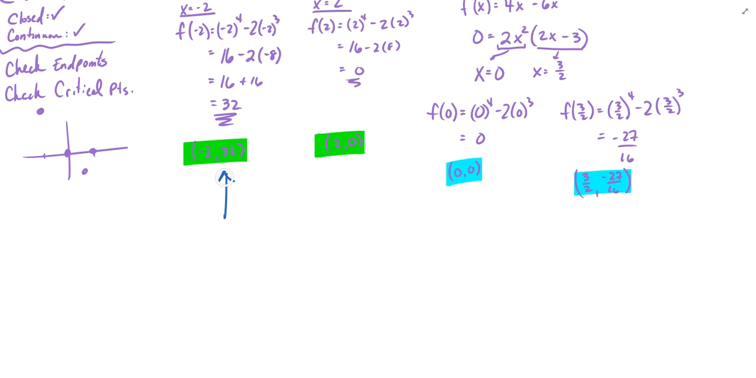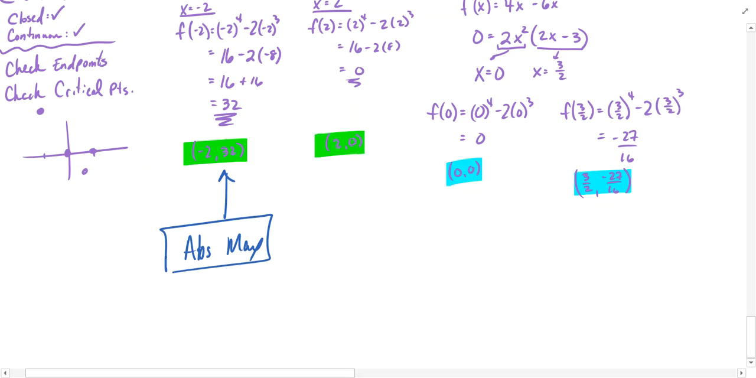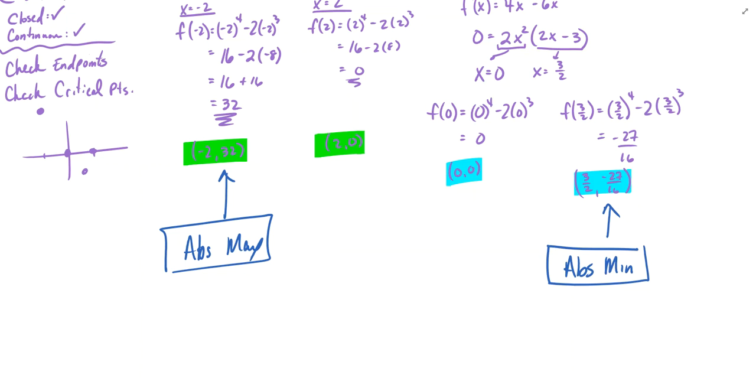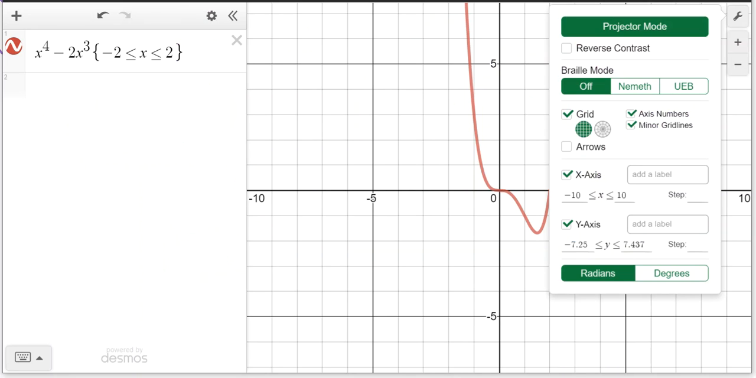This point here looks like it's the highest, the largest y value, the highest point in the graph. So I'm going to call this one our absolute max. And then the lowest y value occurs over here, and I'm going to call this one our absolute minimum point. We can confirm this with a graph. I'm actually going to use Desmos to do that.